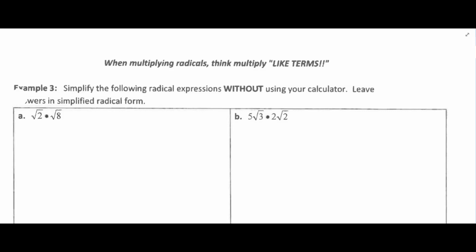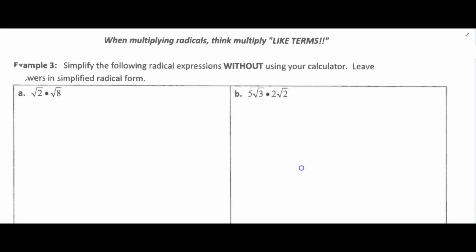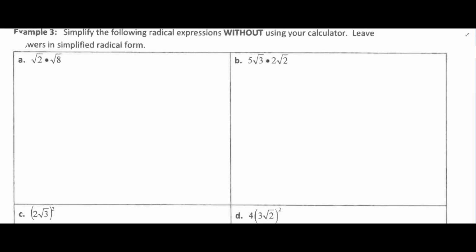Alright, we're continuing with section 9.1a. We're looking at simplifying radicals and radical properties. So let's take a look at example B here. I've got 5 root 3 times 2 root 2.